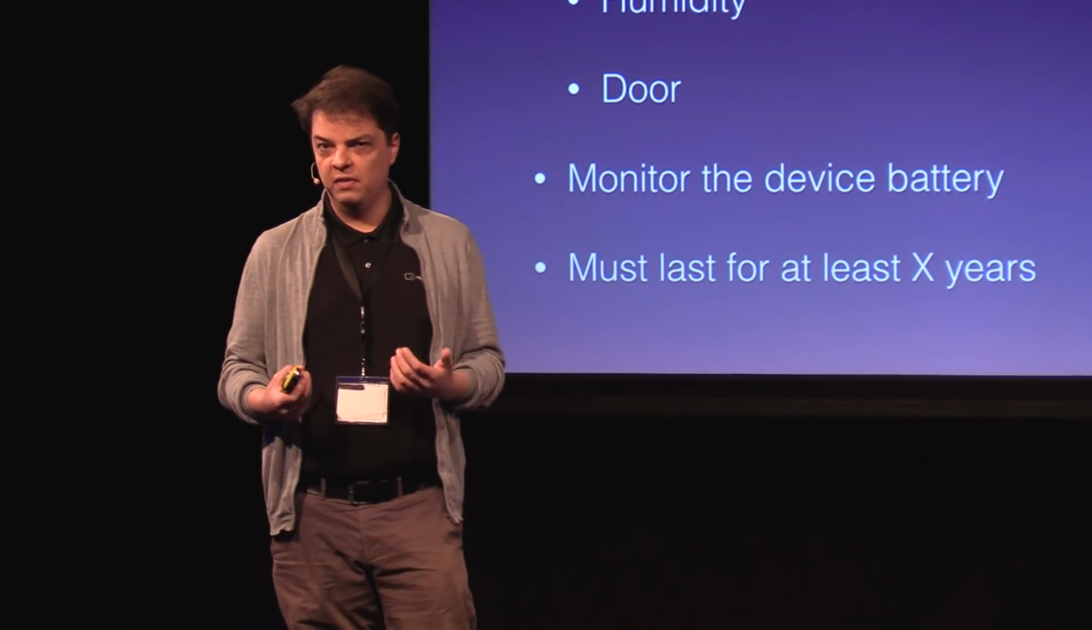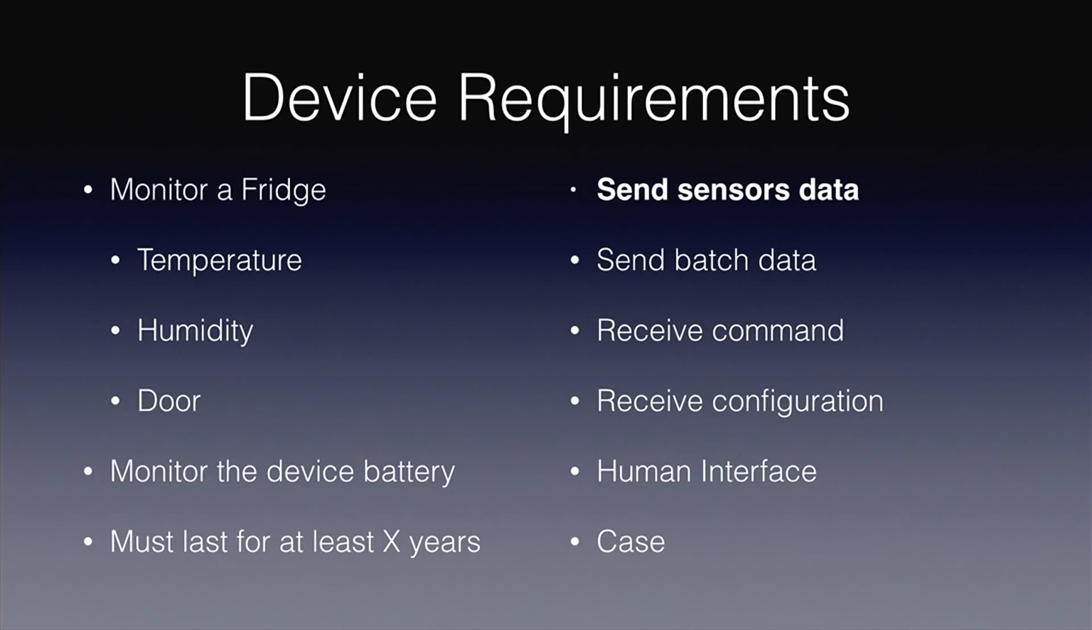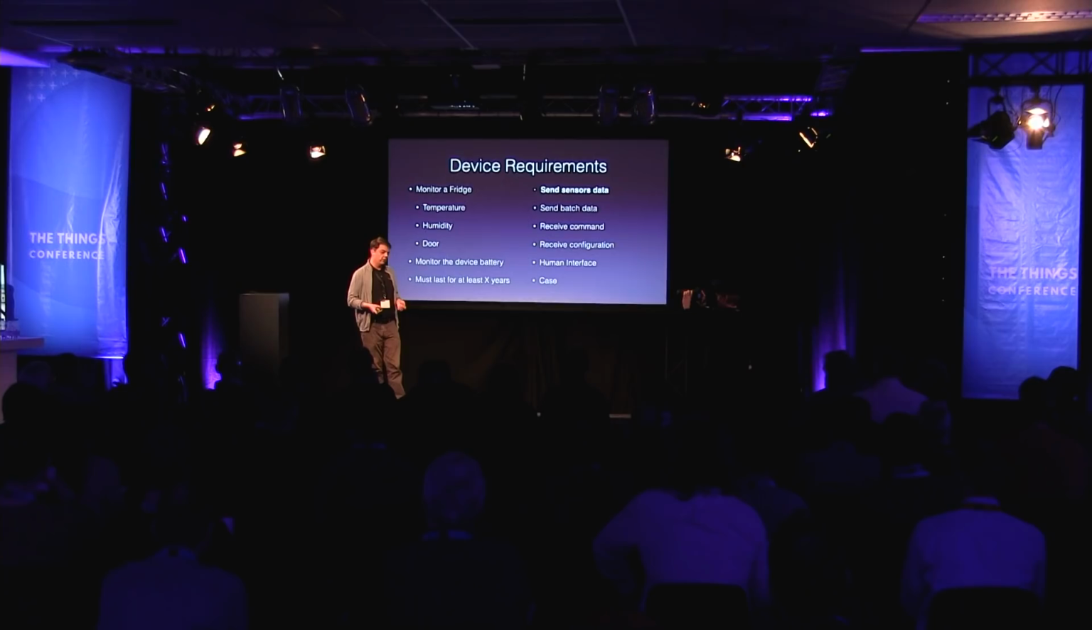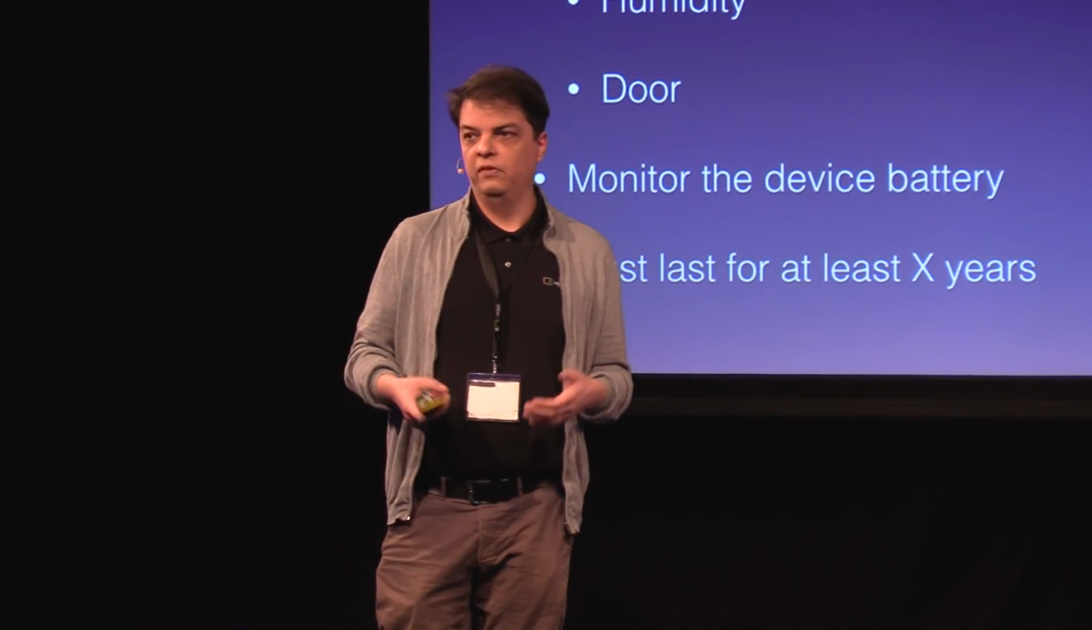First thing to do is to define the device requirement. So, as I said, we want to monitor a fridge. So, for example, we put a temperature sensor, we need the humidity, we need to monitor as well if the door is open or closed. And then we need to monitor the device itself, so the device battery. And we need to make sure that the battery will at least last for X years, let's say 10 or whatever. What we are interested in is to send the sensors data, eventually to send base data, to receive commands, to receive configuration, and eventually we need to define the human interface for the device. Is there some buttons, some screen, some sound, and the case.